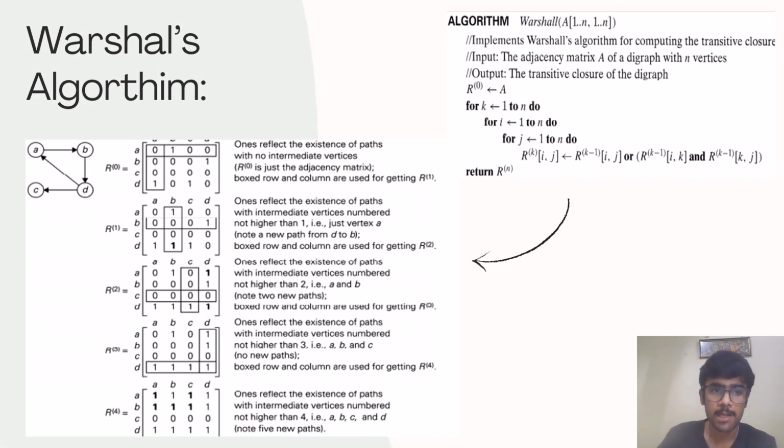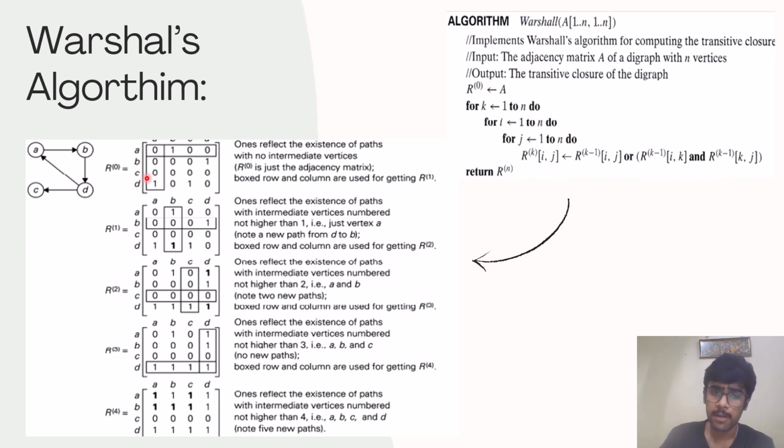Now let's understand Warshall's algorithm with an example. We are given a directed graph with four vertices, which are connected by directed edges. Now we need to take the adjacency matrix, and by using the adjacency matrix, we need to find the next state, that is R1. To find the next state, we will take the zeroth row and the zeroth column, that is the a row and the a column, as the same in R1 also.